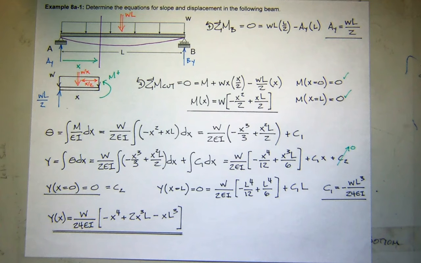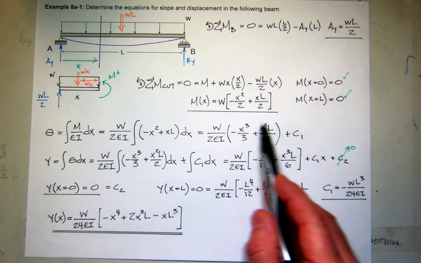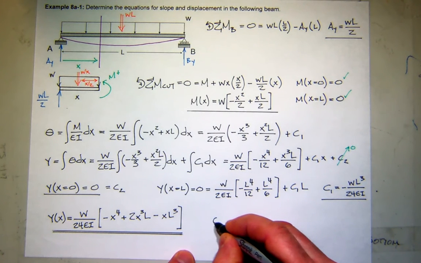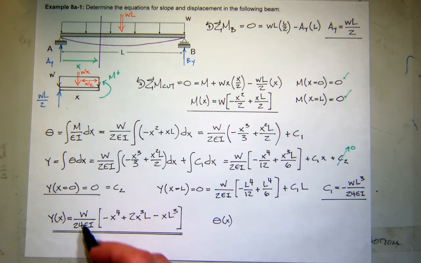So where's the maximum displacement? We kind of know what's in the middle, but mathematically, where would be the maximum displacement? Where the slope is 0. Do we have an equation for slope? Yeah, it was right here. And it involves C1. So now I can write my equation for slope. It should be the derivative of this, right?